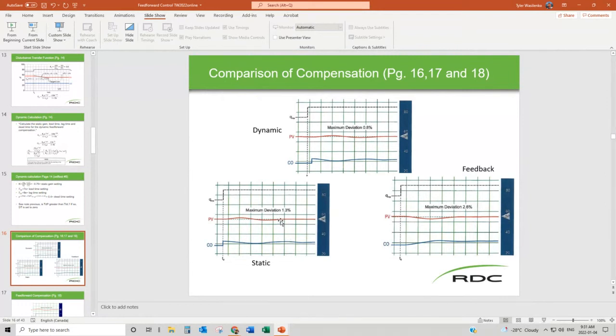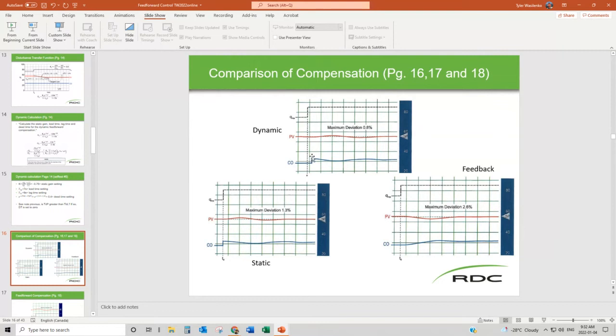So we go to a static feedforward compensation. In this case, we get the same load disturbance, but you'll notice that our controller response is immediate, and static can be identified again by the fact that there's no curve here. It's an immediate response with a vertical line, and we still get some deviation, but not as bad as with straight feedback, a deviation of about 1.3%. Now with the dynamic feedforward, same load disturbance.